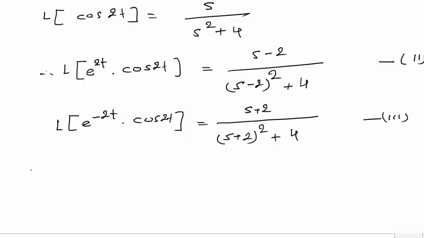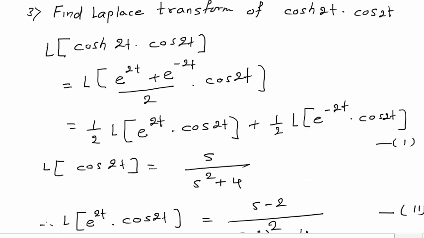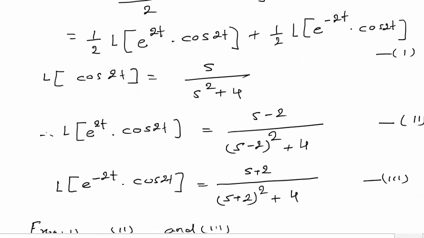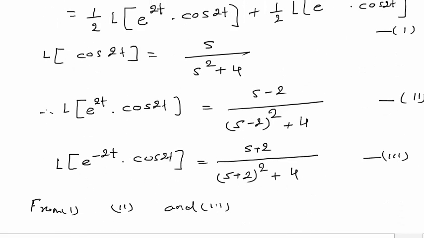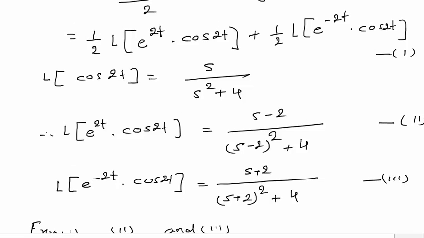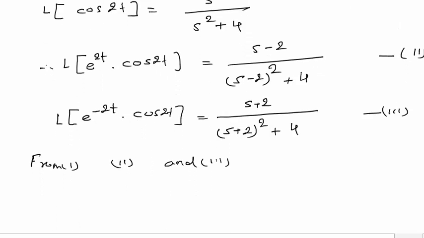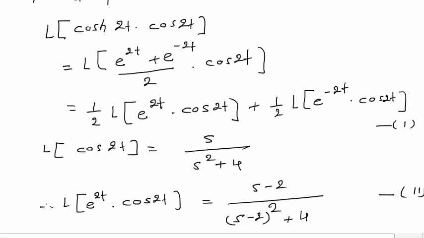Now from 1, 2 and 3, what we can say. Now see what is 1. Equation number 1 is Laplace of cos 2t is s upon s square plus 4. Laplace of e power 2t cos 2t is s minus 2 upon (s minus 2) square plus 4. And Laplace of e power minus 2t cos 2t is this thing.